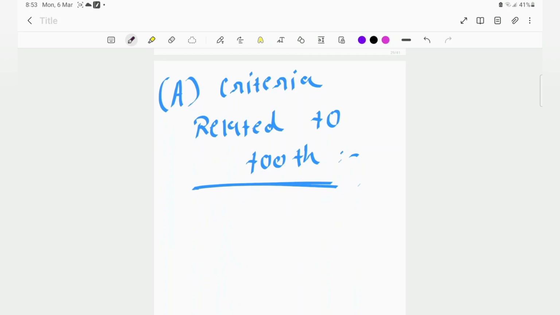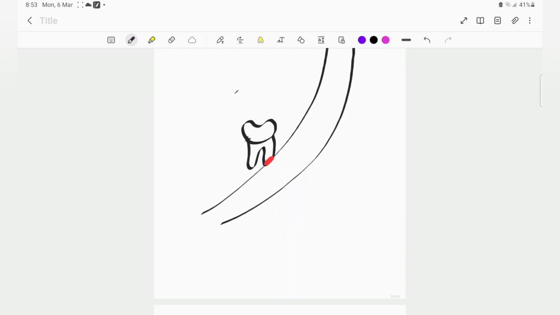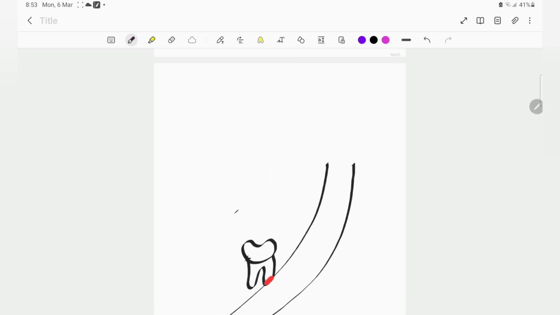So first is criteria related to tooth. We have two classifications here: criteria related to tooth and criteria related to the inferior alveolar canal. Okay, so first we will start with criteria related to tooth. So what are the criteria related to tooth? In this we have three categories. So the first one is class 1.